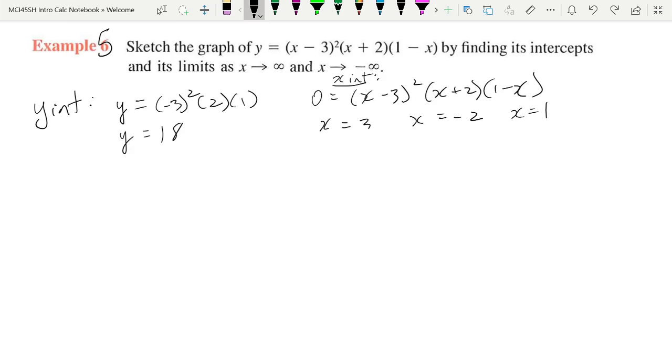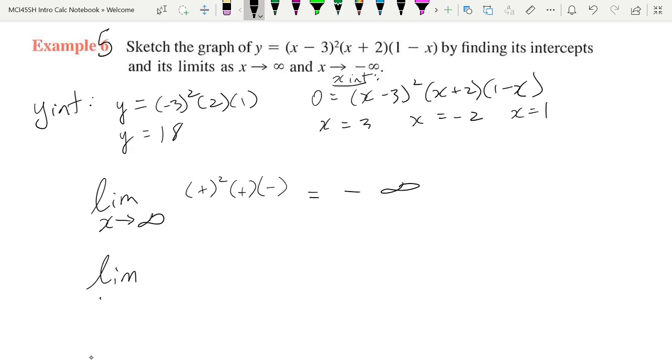But let's talk about what happens when x approaches infinity. So as x approaches infinity, obviously this thing blows up, but think about it. It ends up being a positive squared times a positive, and 1 minus a really big number is always going to be negative. So it's a positive times a negative. It's going to head to negative infinity.